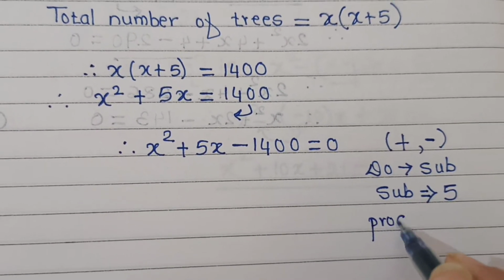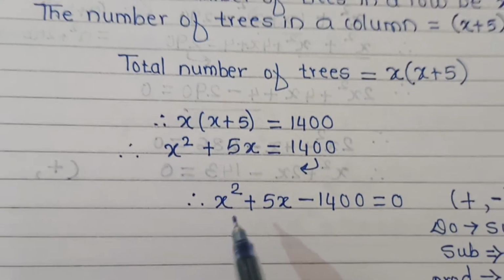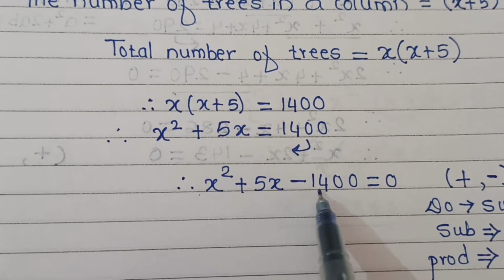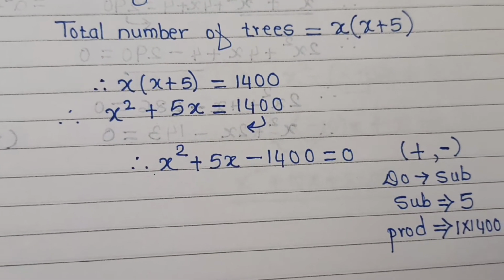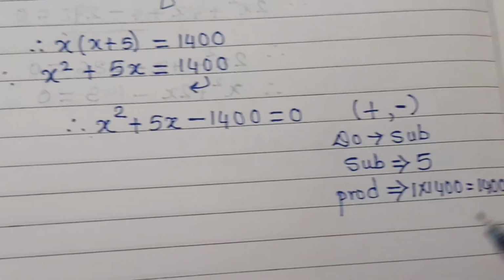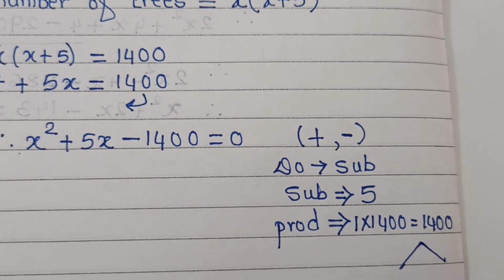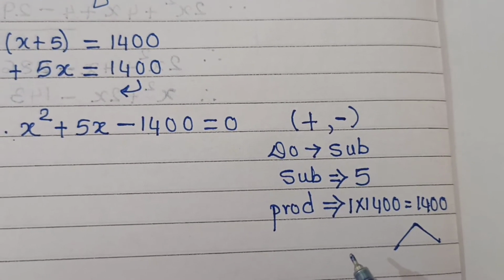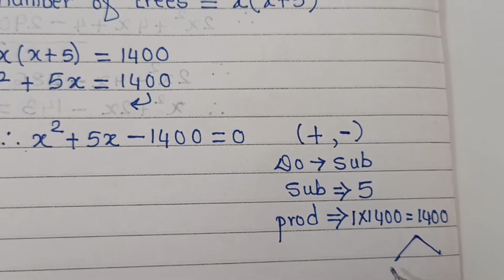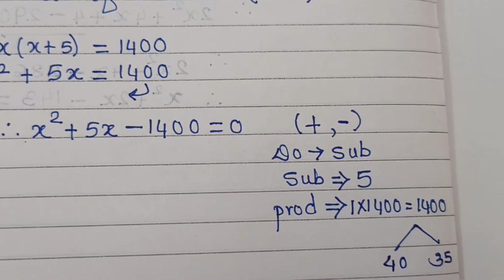Product is the multiplication of the coefficient of the first term and the last term, that is 1 multiplied by 1400. This is equal to 1400. So we have to find two numbers whose product is 1400 and subtraction is 5. So the numbers are 40 and 35.